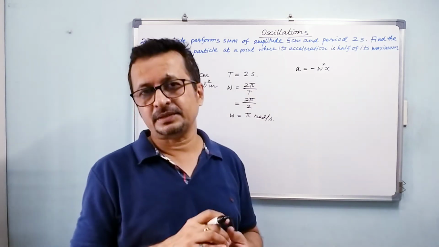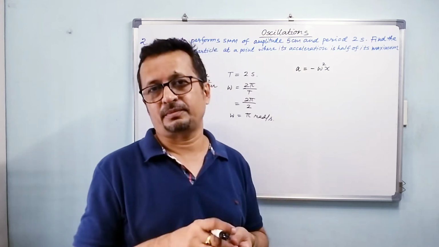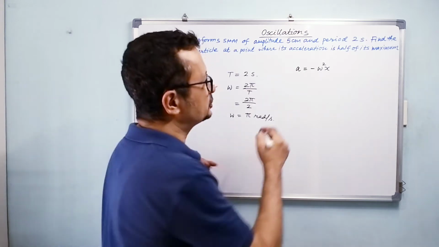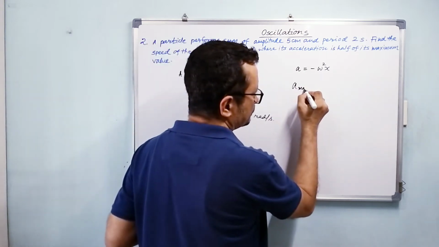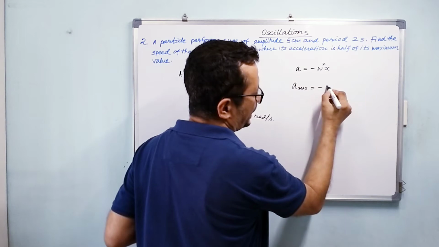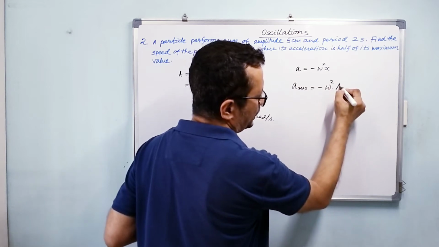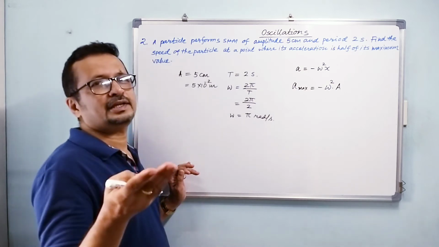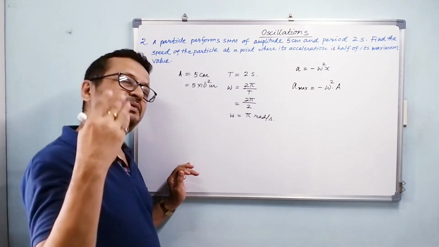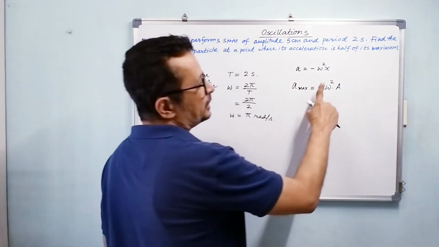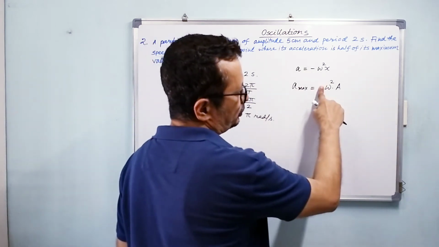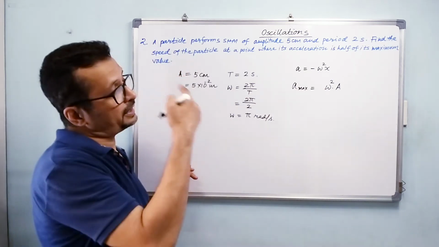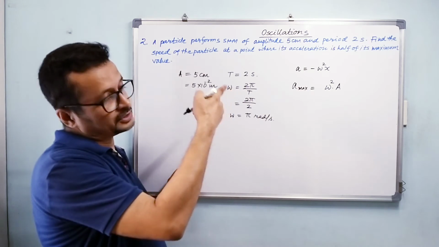Acceleration would be maximum when x is maximum, isn't it? And what is the maximum value of x? Is it not amplitude? So a max is equal to minus omega square into a. But now we would be dealing with only magnitudes here, so I'm getting rid of this negative sign. I would be interested only in magnitude. So my a max is equal to omega square into a.